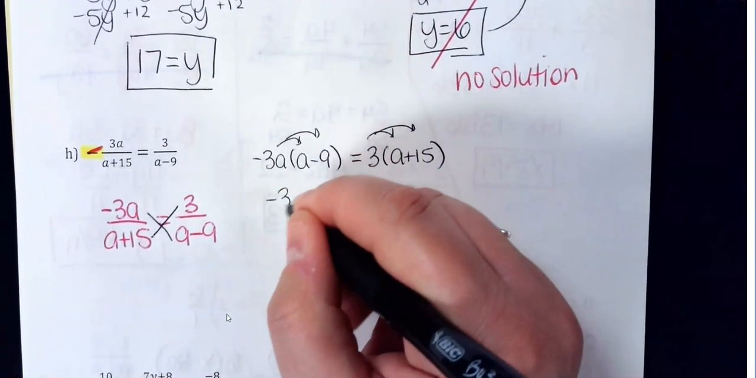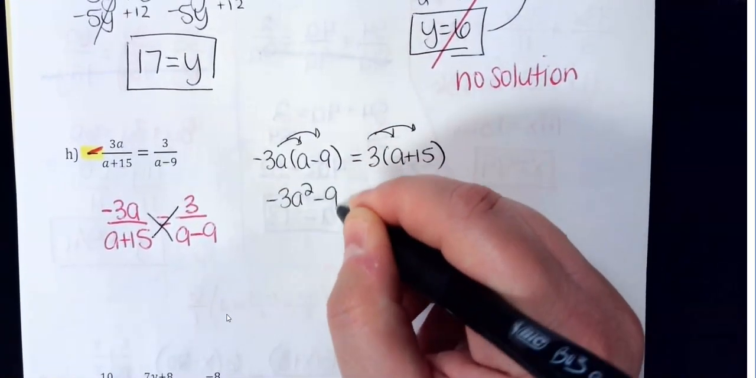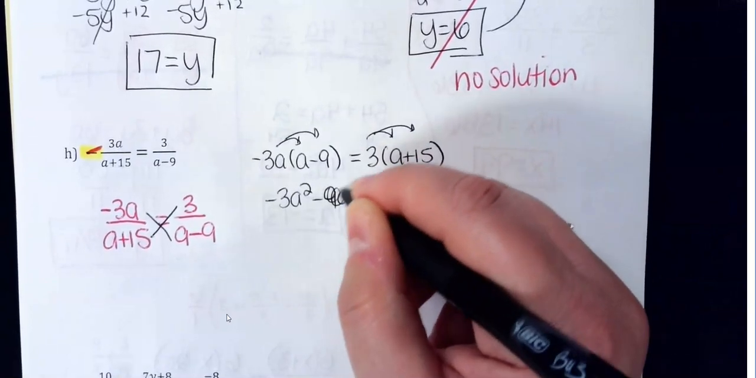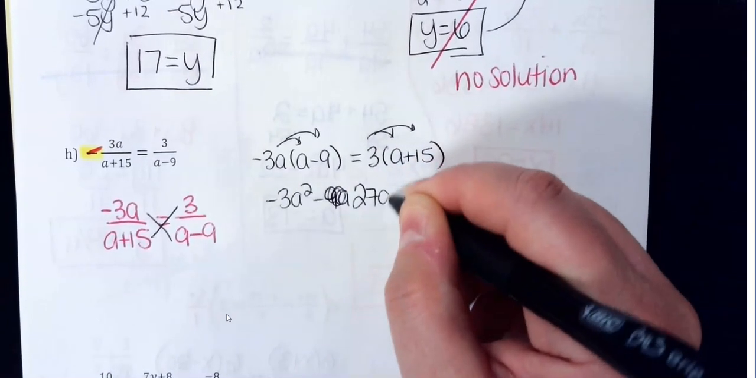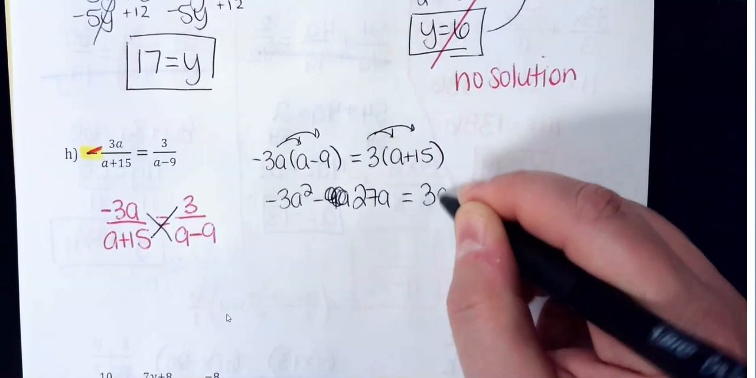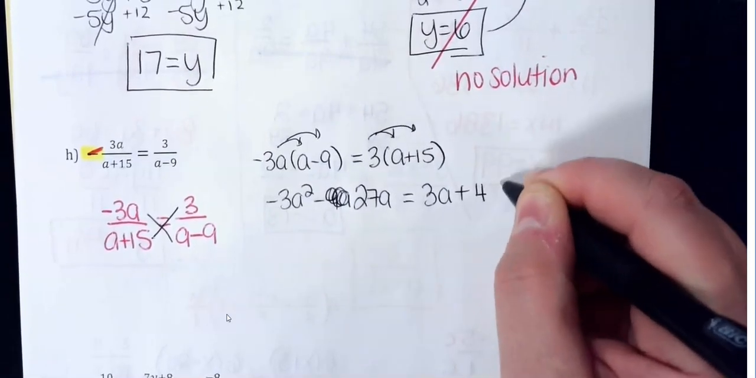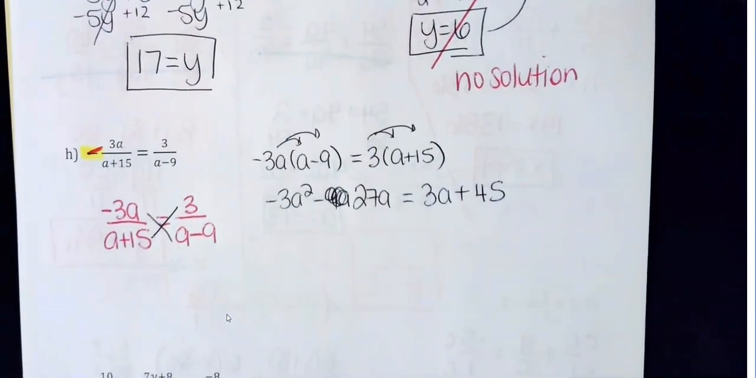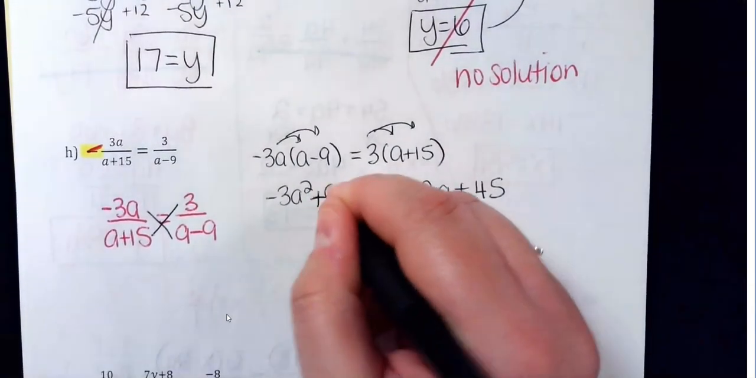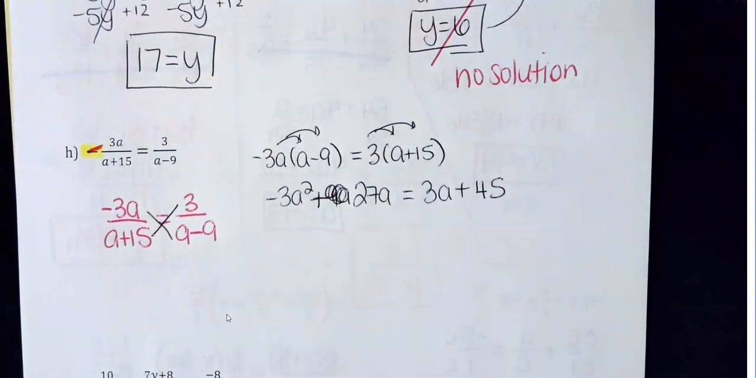So I'm going to get negative 3a squared minus 9. Oh, no, fail. Minus 27a. And then on the other side, I'm going to get 3a plus 45. Yes, you're totally right. Plus 27. Negative 3 times negative 9.